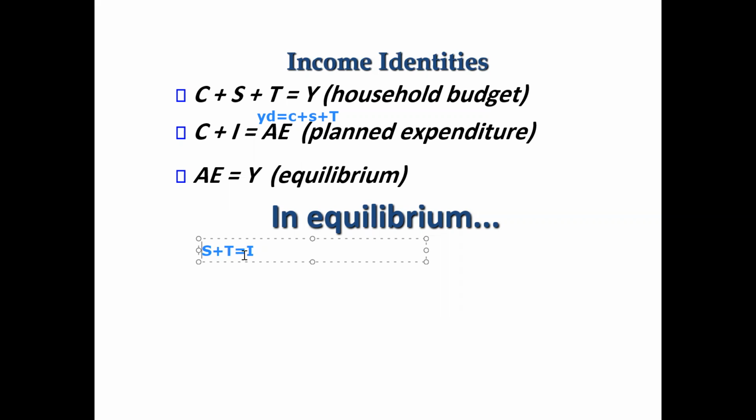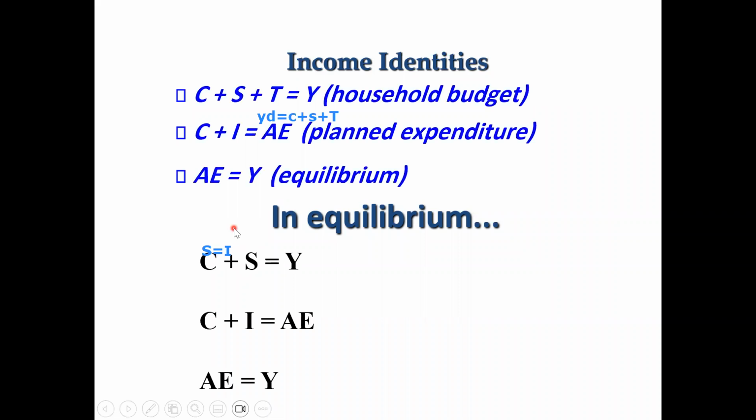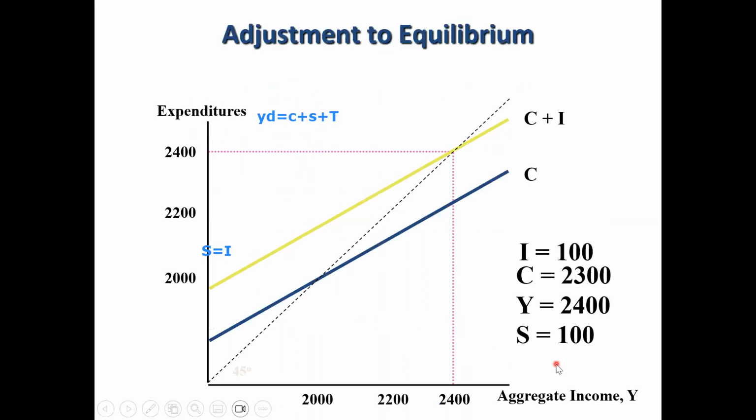And in this section, we are assuming that taxes is equal to 0. This means that saving will equal investment. So in order to obtain the equilibrium, saving must equal investment. So we have equality 1, consumption plus saving equal to income, then consumption plus investment is equal to aggregate expenditure, then aggregate expenditure must equal Y, so saving must equal investment.